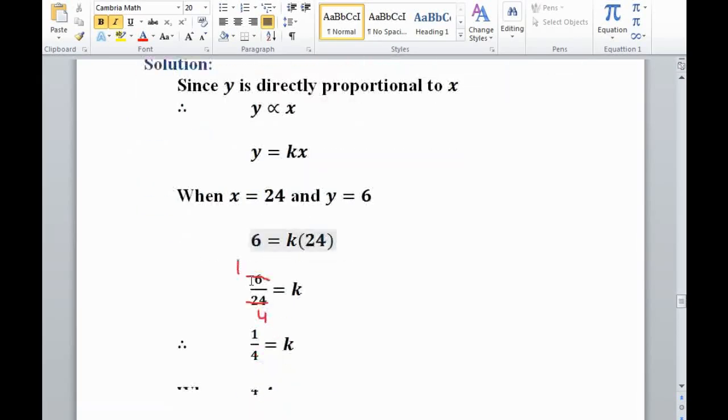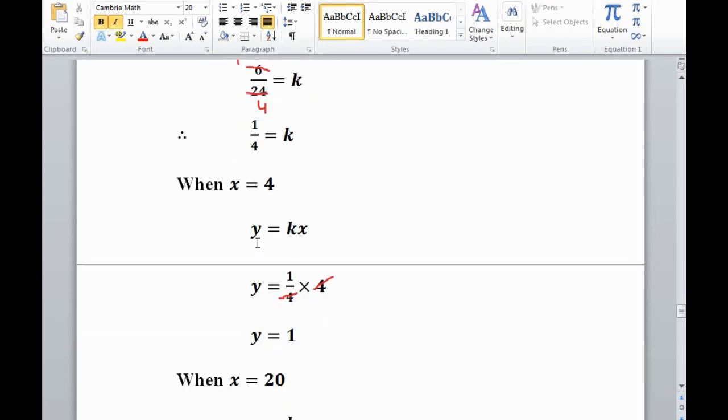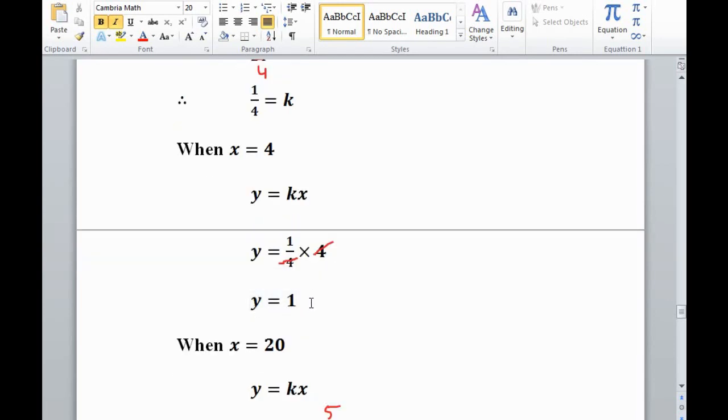When x is equal to 4 and k equals 1 upon 4, putting these two values in the equation y equals kx, y equals k, which is 1 upon 4, and x, we have the value of x as 4. Putting these two values in this equation, we get y equals 1, because here 4 cancels out 4. So simply we have y equals 1, which is the value of y when x is equal to 4.